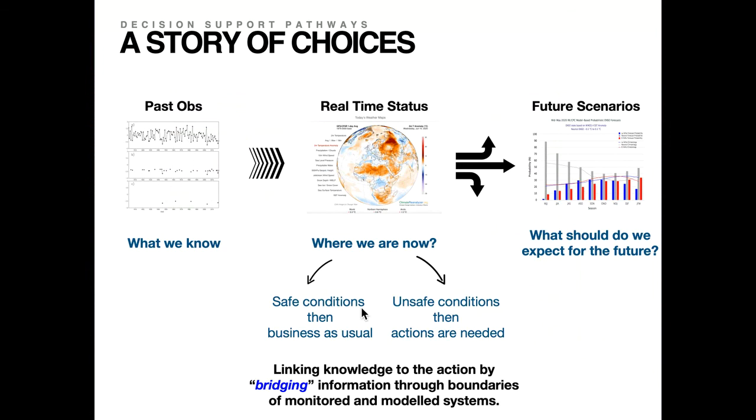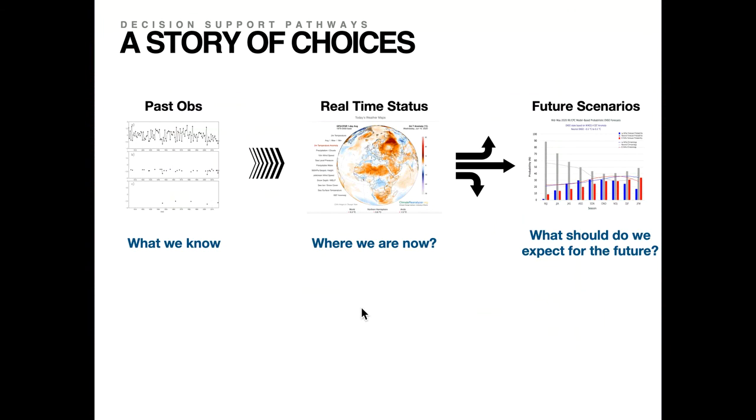In a very synthetic way, we can think about a climate service as something which is the result of linking knowledge to action by bridging information through boundaries of monitored and modeled systems. This is a key point for an effective climate service. But in this process, we have to remember that there are some critical issues.